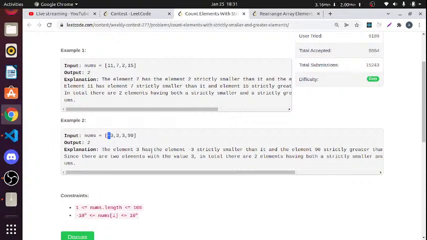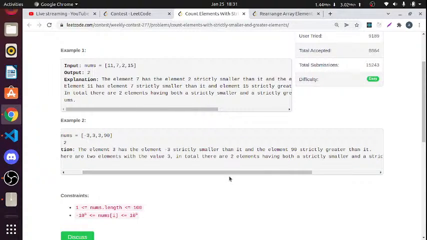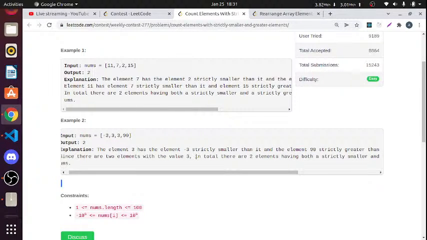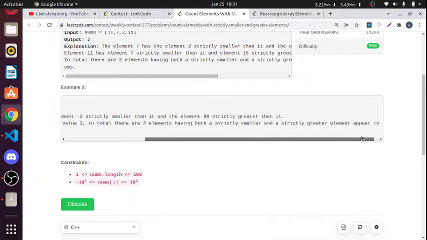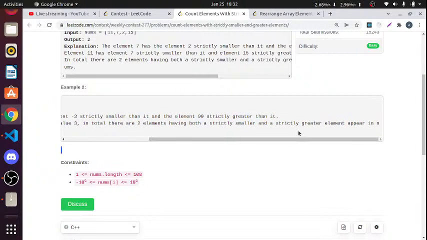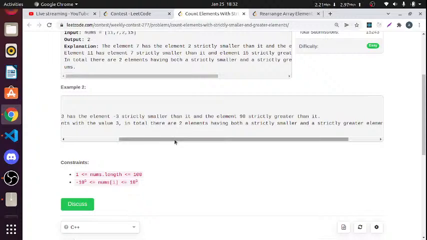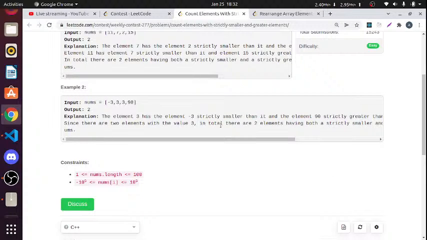So the element 3 has, since there are 2 elements with value 3, in total there are 2 elements having strictly smaller and strictly greater elements appear in nums. So we have 100.